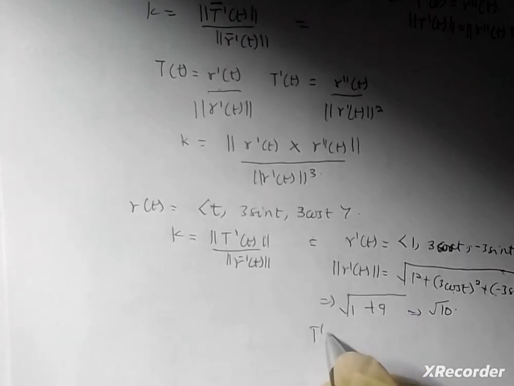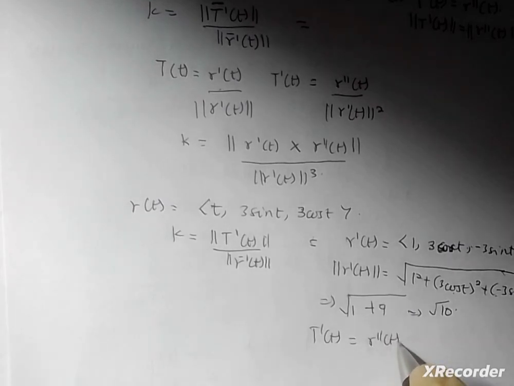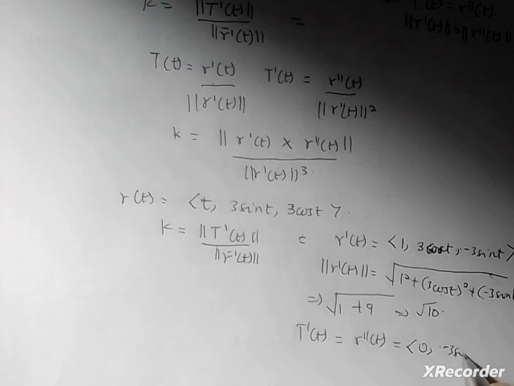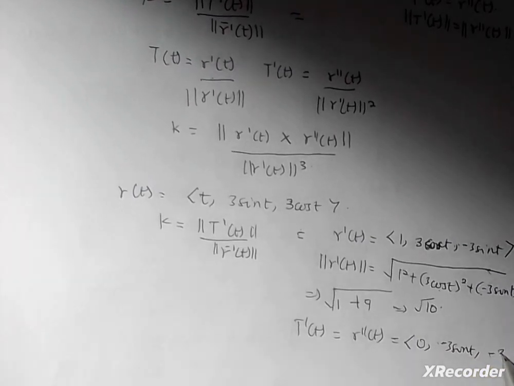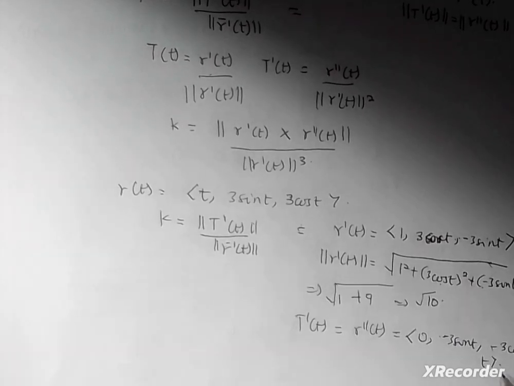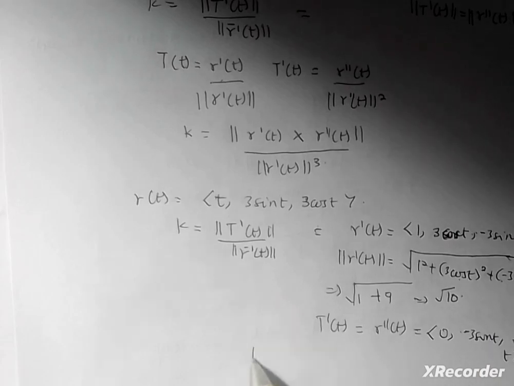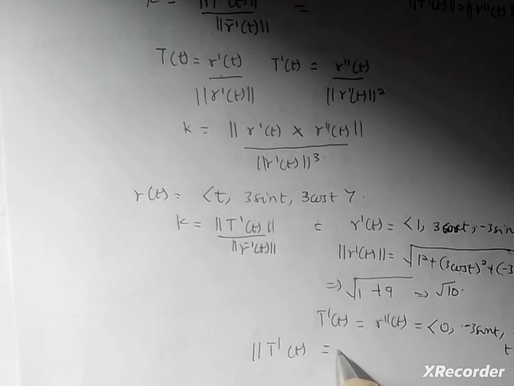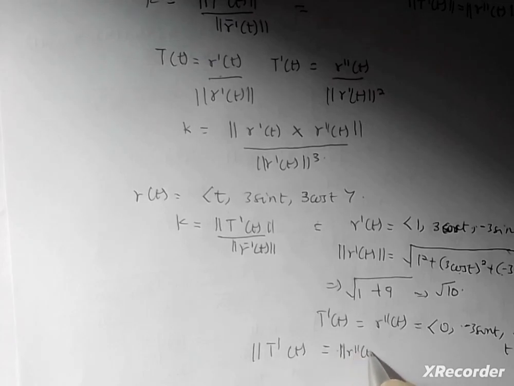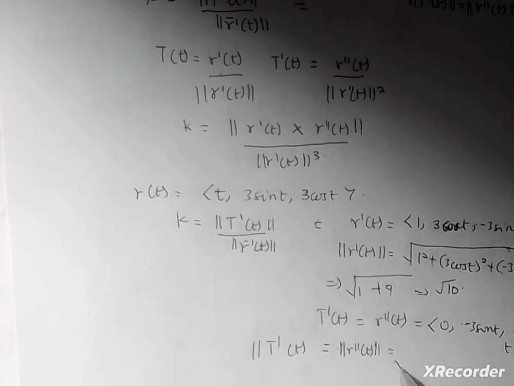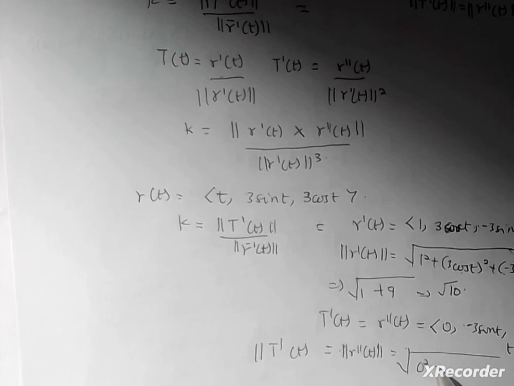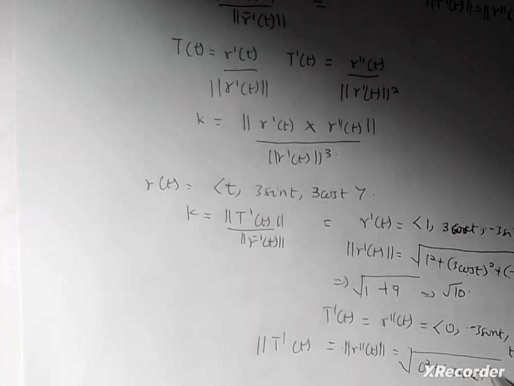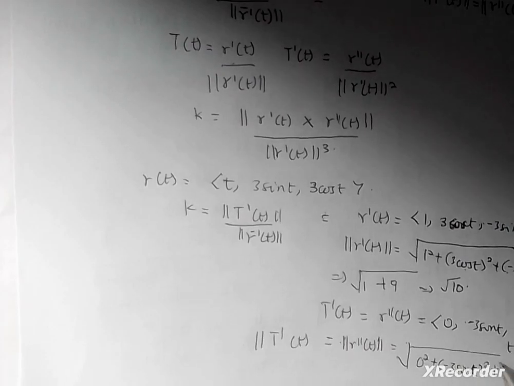Now let me find my T prime of t, which is also equal to my r prime prime of t. That is going to give me angle 0, then the 3 cos t will now be negative 3 sine t, then negative 3 sine t will now be negative 3 cos t. At this point, I'm going to find the length of r prime prime of t, which is equal to the square root of 0 squared plus negative 3 sine t all squared plus negative 3 cos t all squared.